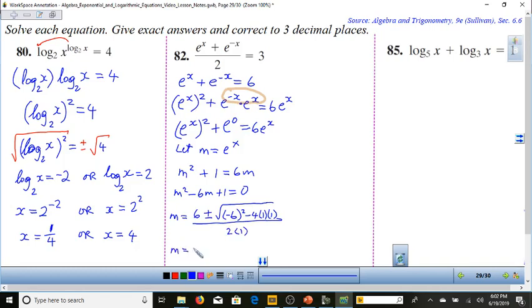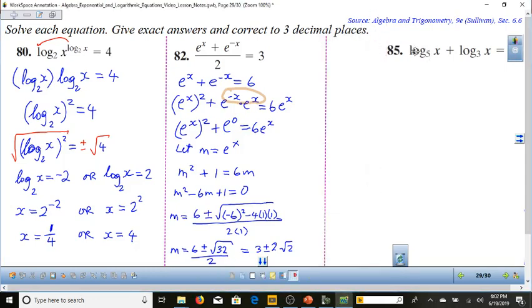So then m is equal to 6 plus or minus the square root of 32 over 2, which is 3 plus or minus 4 square root 2. I believe this is 2 square root 2. Because this is 16, it's 4 square root 2, and then divide by 2, it's 2 square root 2. And we can always check those answers. I'll leave you to check those answers just because of time, and both answers will work.